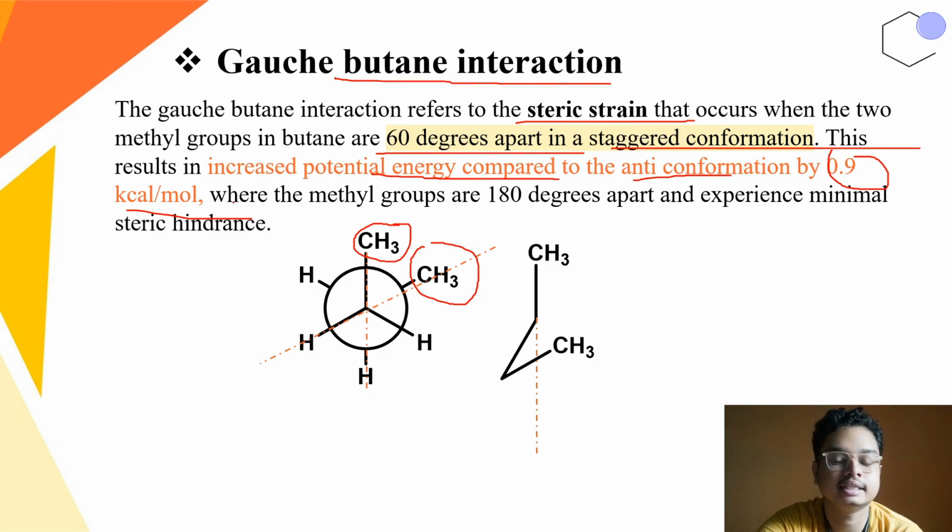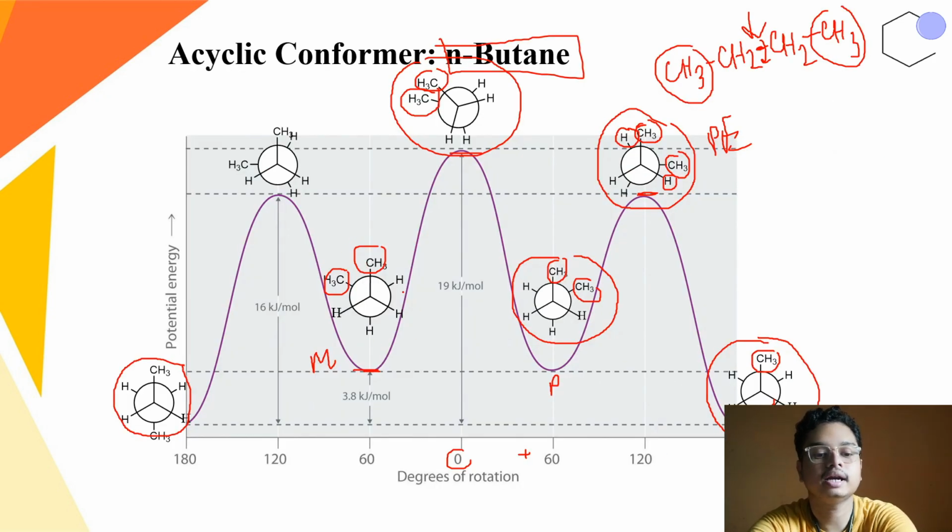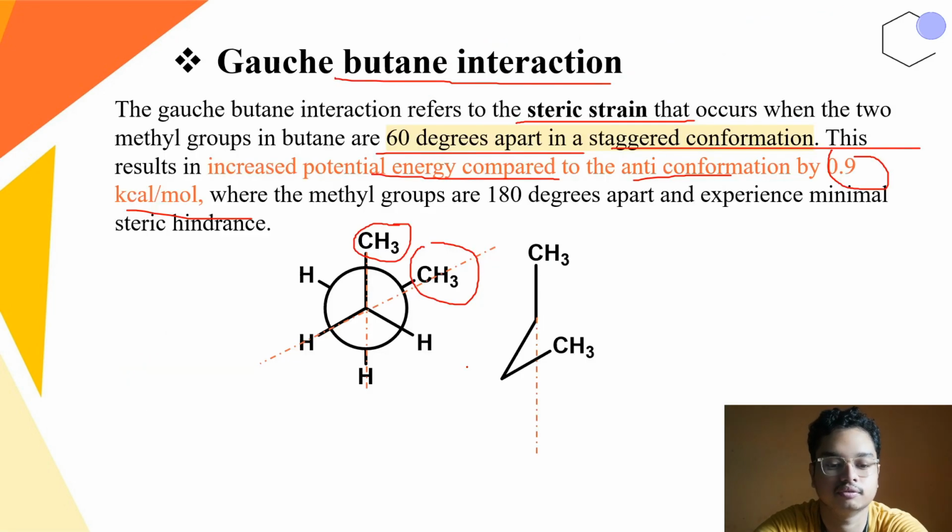Okay, and this term is called Gauche-butane interaction. Due to this Gauche-butane interaction, the Gauche conformer has a little bit higher energy than the anti-conformer.